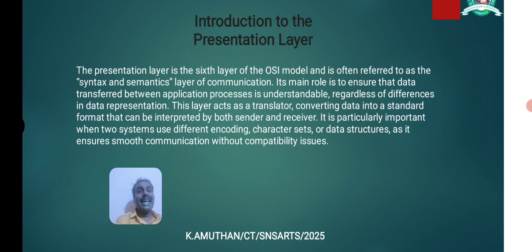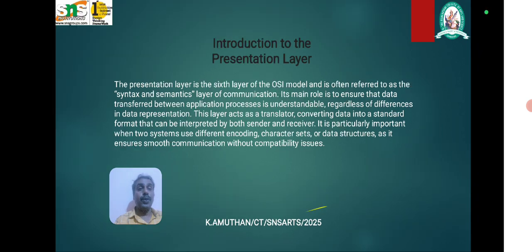The layer acts as a translator, converting data into a standard format that can be interpreted by both sender and receiver. It is particularly important when two systems use different encoding characteristics or data structures, as it ensures smooth communication without compatibility issues. So it's referred to as syntax and semantics. What is its role? It ensures smooth communication without compatibility issues.